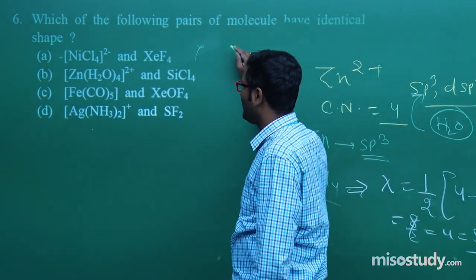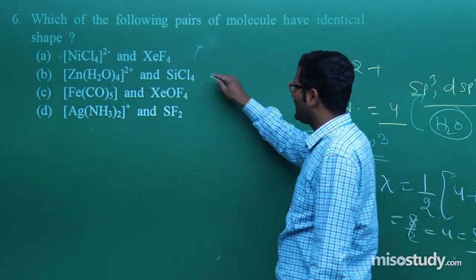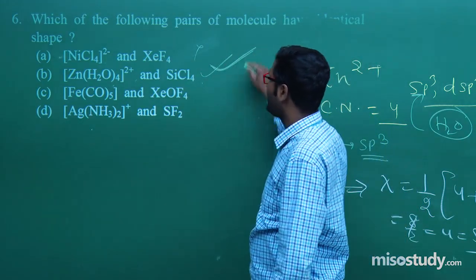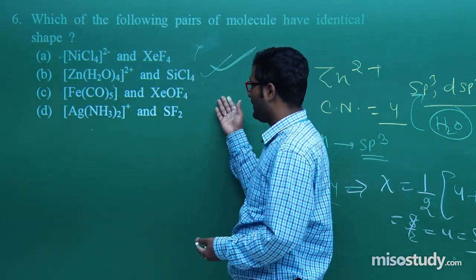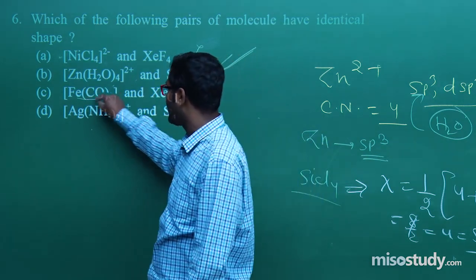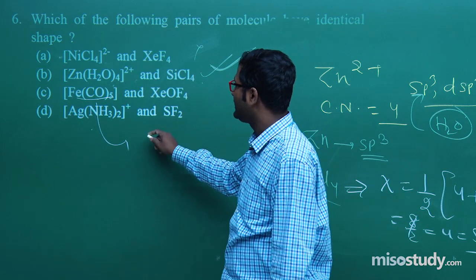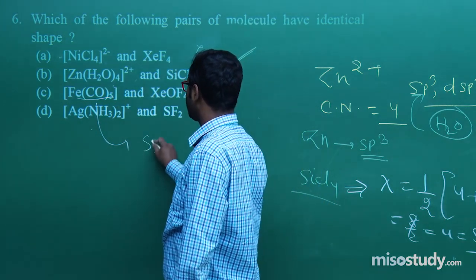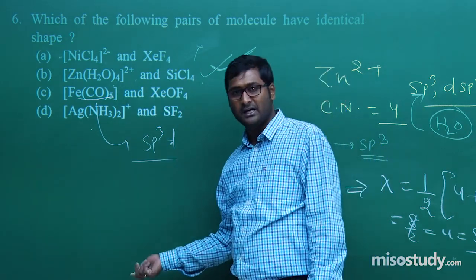And if I talk about [Zn(H2O)4] and SiCl4, then here it is sp3. This is a single option type question. We do not need to check the other options, but if I check them, you can easily solve. Again, if I talk about Fe(CO)5, then it definitely has hybridization sp3d, because the coordination number is 5.